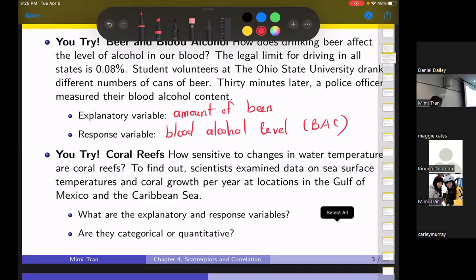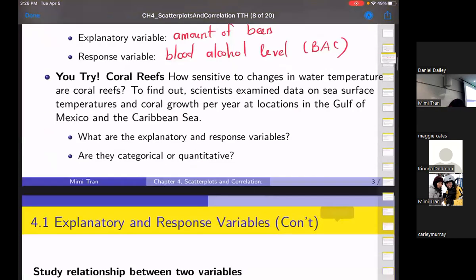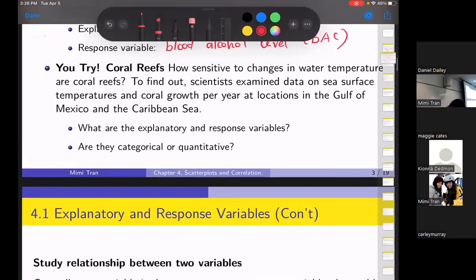By the way, for scatter plot and regression, your data has to be quantitative. Otherwise, you cannot plot it on the scatter plot, right? If it's categorical, what kind of plot do we use? Yeah, bar or pie, right? Pie chart. Anything other than that, all has to be quantitative. So the explanatory is the sea water temperature, and the response variable will be the coral growth rate.